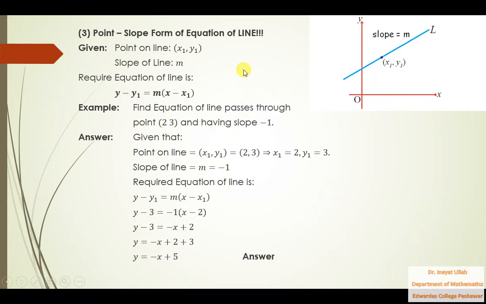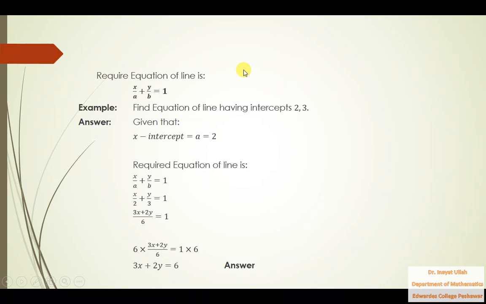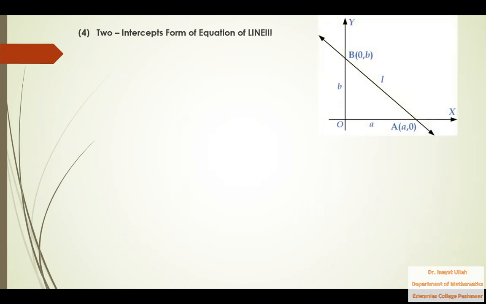Now the last form of the equation of line, which is the 4th one, will be studied in this slide: the two intercepts form of the equation of line. What is the two intercept form of the equation of line? Look at this figure. We see here that a line L passes through the y-axis and x-axis.